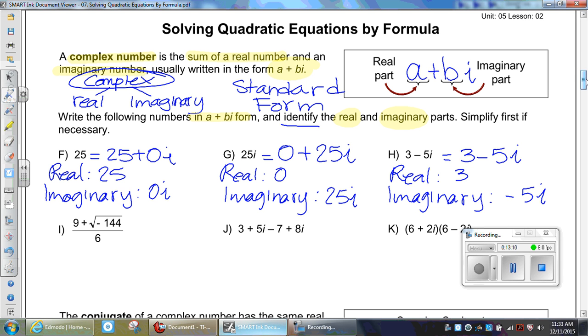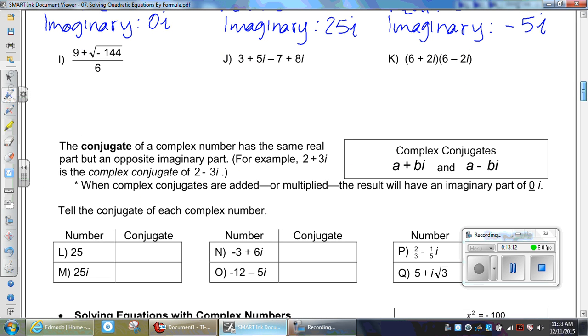Okay, now the next 3 require some type of work. So we need to simplify them. Right here, I will have 9 plus. I'm going to factor inside the square root of negative 144. I'm going to factor it using negative 1 times 144.